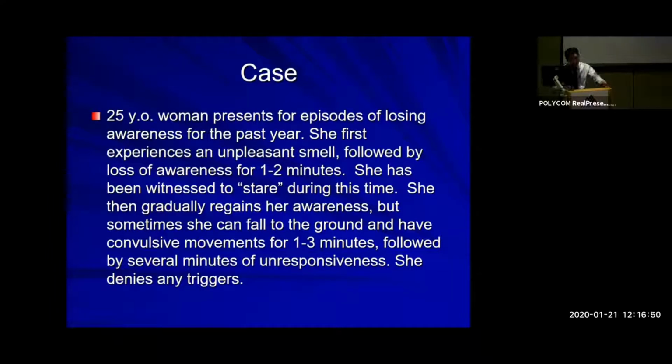And then typically she'll gradually regain her awareness, come to, but sometimes she will then fall to the ground and have convulsive movements lasting 1 to 3 minutes, and she's out of it for a little while after that. There are no apparent triggers for her episodes. Okay? So you're seeing her in the office or in the clinic.